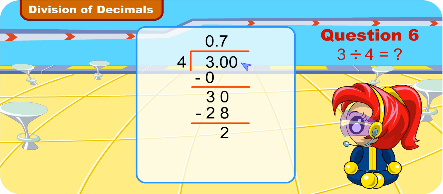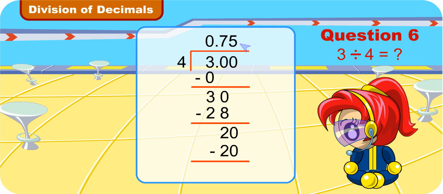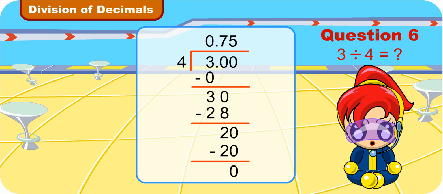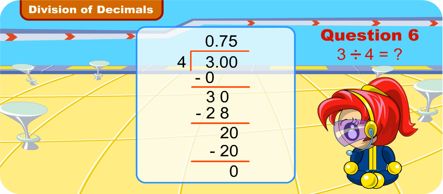We then bring down 0 to make 20. 20 divided by 4 is 5. Thus we write 5 in the hundredths place. Thus the answer is 0.75. So 3 divided by 4 is 0.75. Do you understand what I've just shown you? Yes.